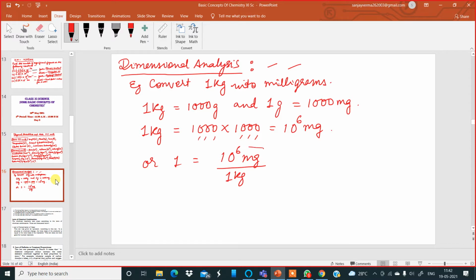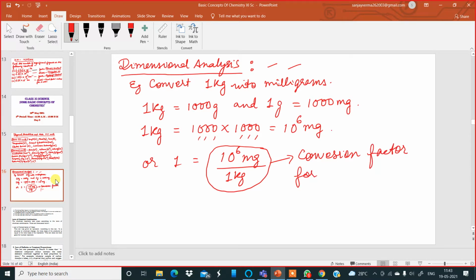So this factor which you see over here is called what? Conversion factor. Conversion factor for converting kilogram into milligram. Did you get that? Try to understand. Go through the steps carefully.